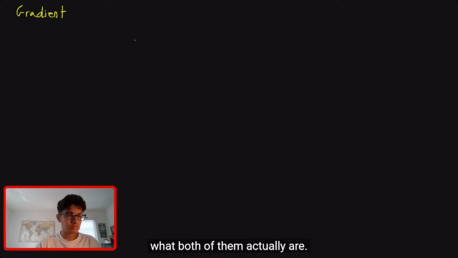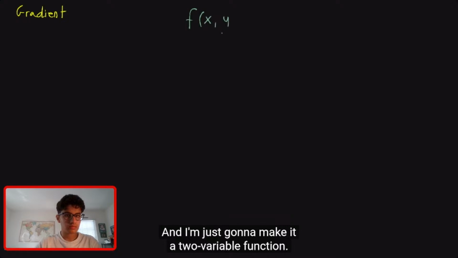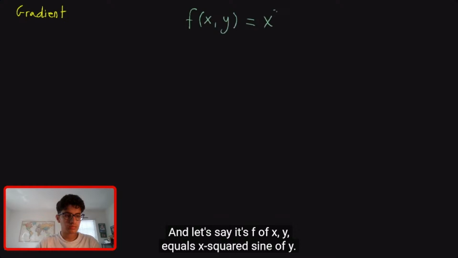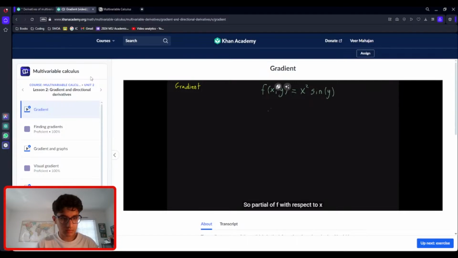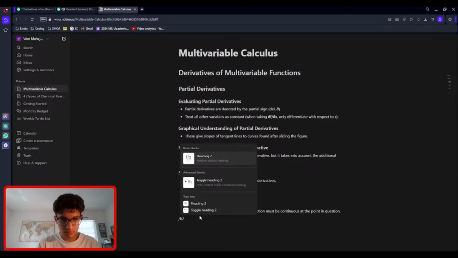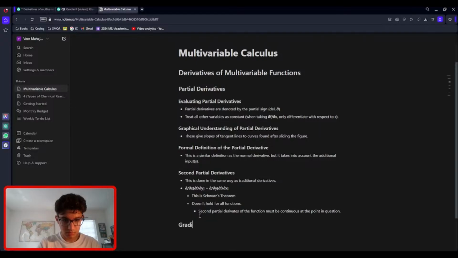actually are. So, on the computation side of things, let's say you have some sort of function, and I'm just going to make it a two-variable function, and let's say it's f of xy equals x squared sine of y. The gradient is a way of packing together all the partial derivative information of a function. So let's just start by computing the partial derivatives of this guy. So partial of f with respect to x is equal to, so we look at this and we consider x the variable and y the constant. Well, in that case, sine of y is also a constant. As far as x is concerned, the derivative of x squared is 2x. So we see that this will be 2x times that constant sine of y.